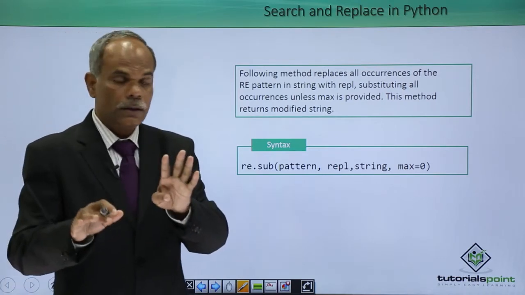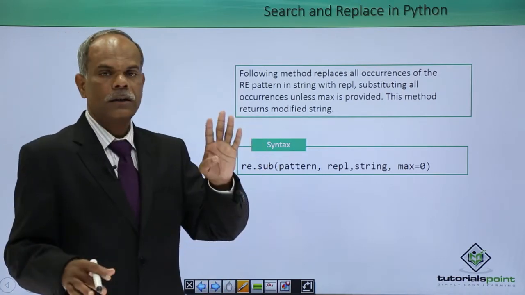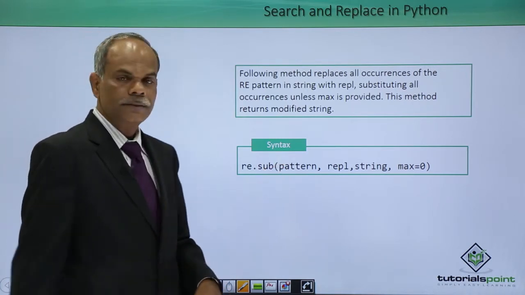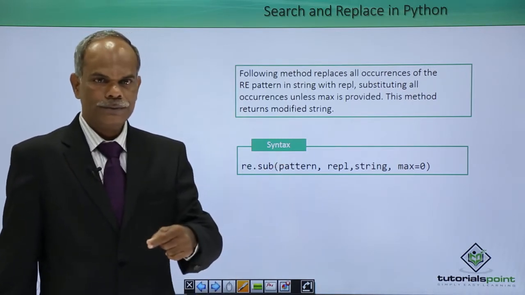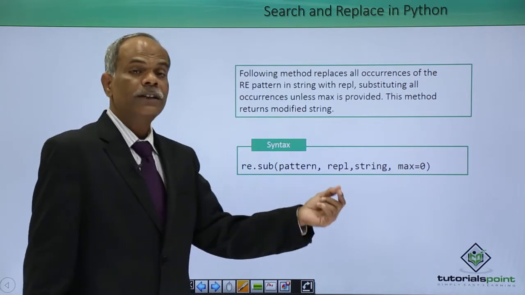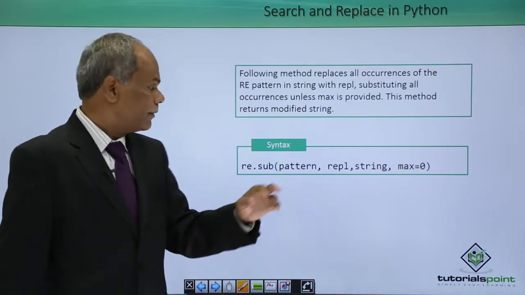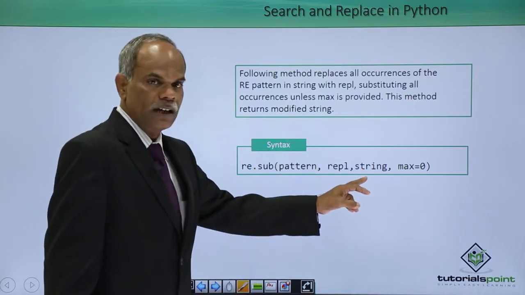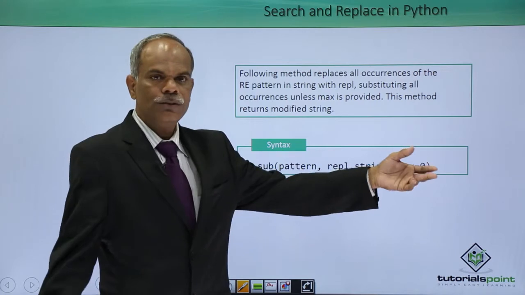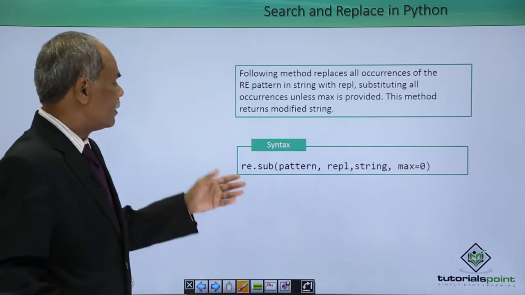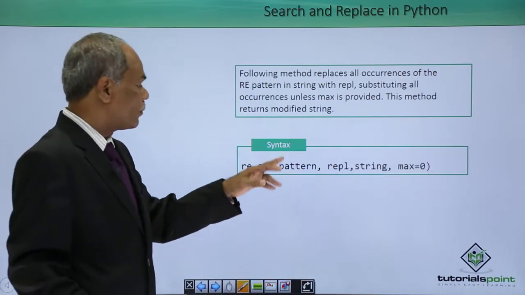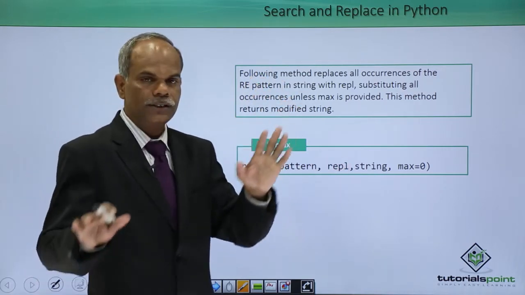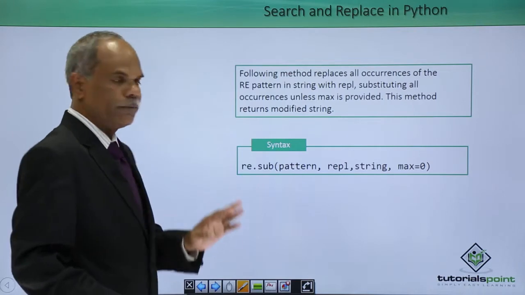So the sub function accepts 4 arguments. One is the pattern to be found. Second argument is the replacement pattern. If this is found, replace it with this. In which string, and how many? Max, which is equal to 0. So simple substitution of this pattern with this alternative expression inside the string, that is the explanation of this sub function.